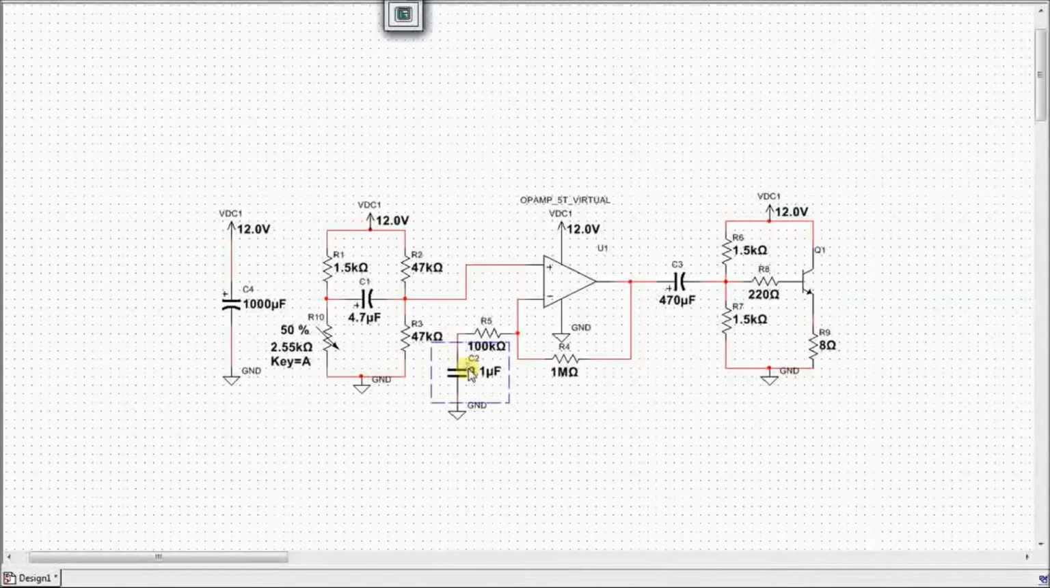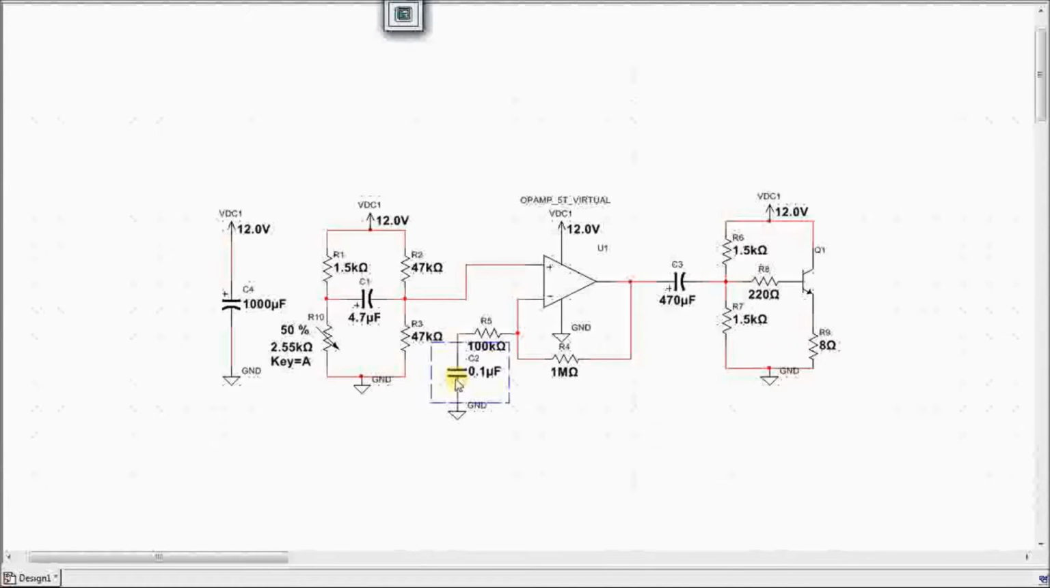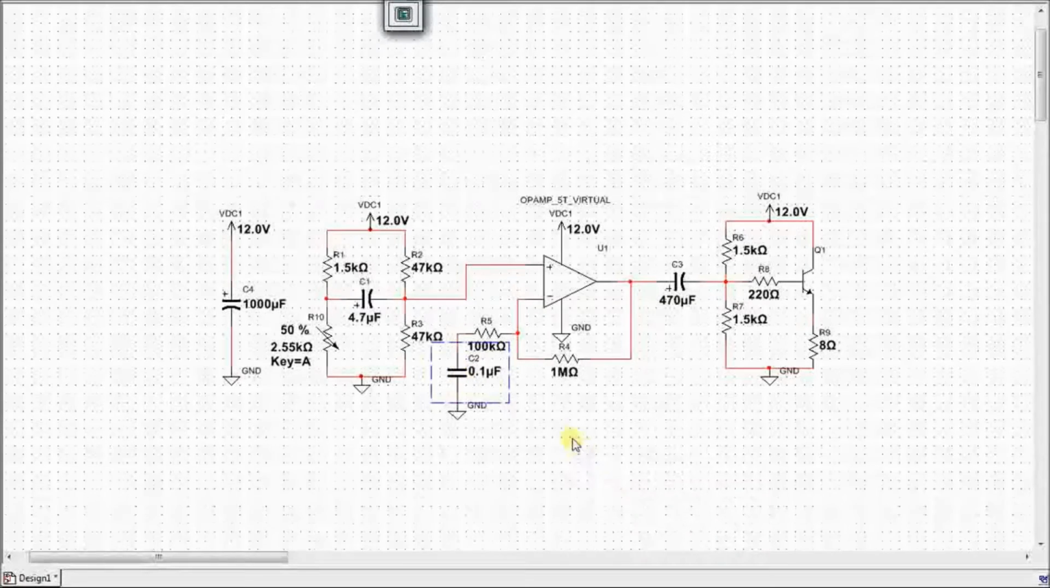And this capacitor over here is used to make the overall DC gain unity. That is, whatever DC level is here will appear here. So the DC is not being amplified, only the AC is being amplified. That is the reason why we have used this capacitor.